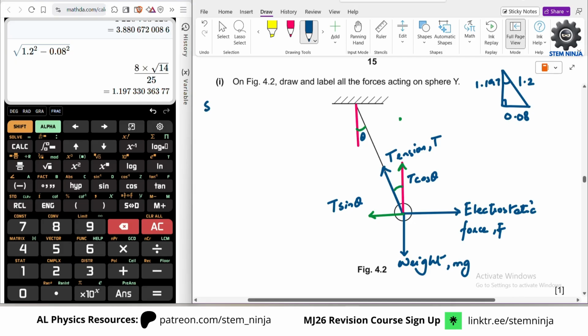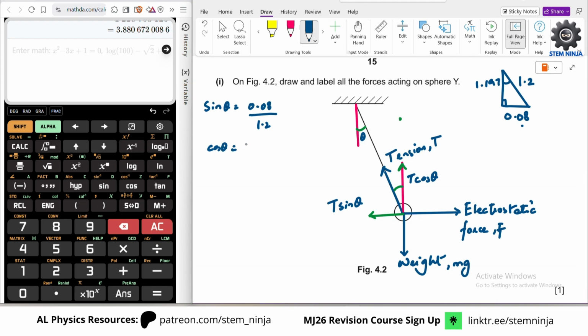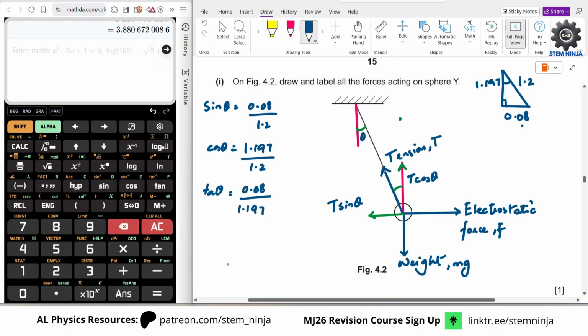So now we can come up with sine theta, 0.08 over 1.2. Cos theta would be 1.197 over 1.2. And tan theta, so you can see this is 1.197, this is almost 1.2, but I'm going to keep it this way as best as possible. 0.08 over 1.197.